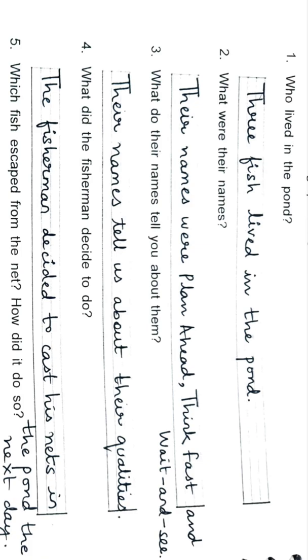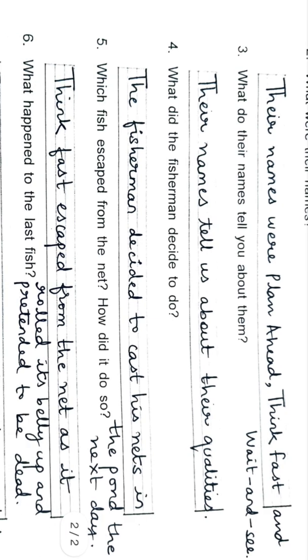Question number 3 says, what do their names tell you about them? You have read their names, right? And they are quite strange because they hold a meaning behind those names. So their names tell us about their qualities. So the qualities of the fish can be determined by their names.